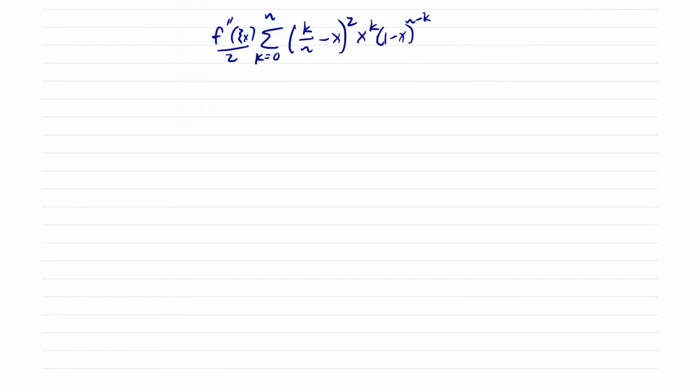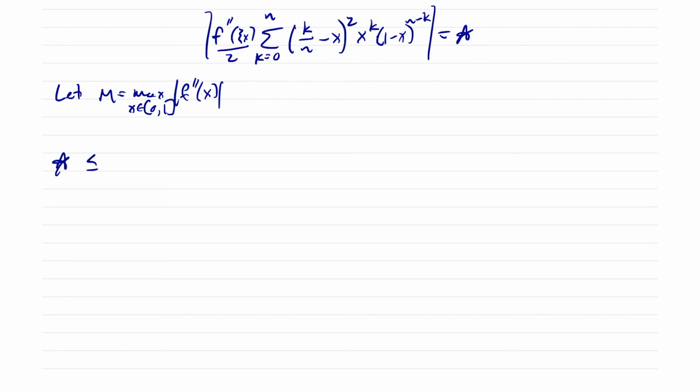Okay, so how are we going to get it? What I'm going to do is let M be equal to the maximum value of f double prime of x for x in [0, 1]. So we can just replace this with M, with an inequality. I'll call this quantity star in absolute values. So star is less than or equal to M over 2.